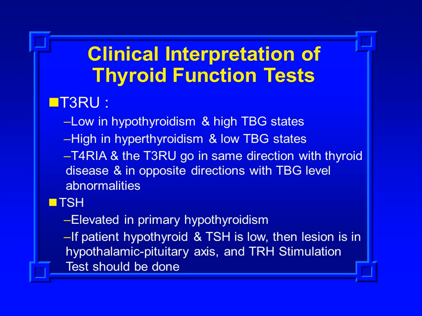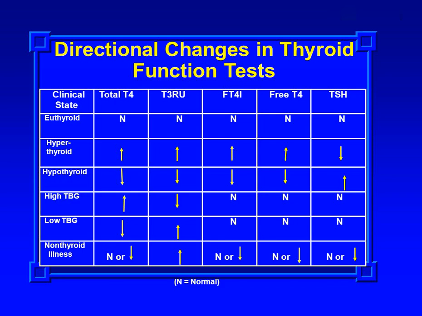Clinical interpretation of thyroid function tests. T3RU is low in hyperthyroidism and high TBG states. It is high in hypothyroidism and low TBG states. T4 and the T3RU go in the same direction with thyroid disease and in opposite directions with TBG level abnormalities. TSH is elevated in primary hypothyroidism. If the patient is hypothyroid and TSH is low, then the lesion is in the hypothalamic pituitary axis, and a TRH stimulation test should be done.